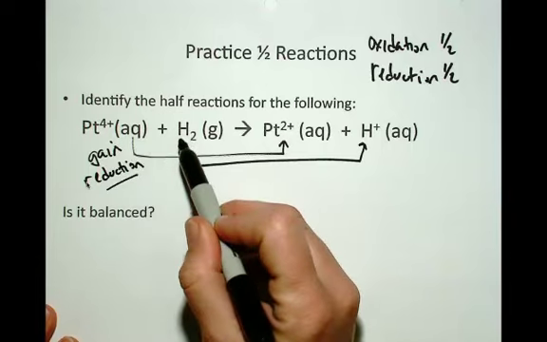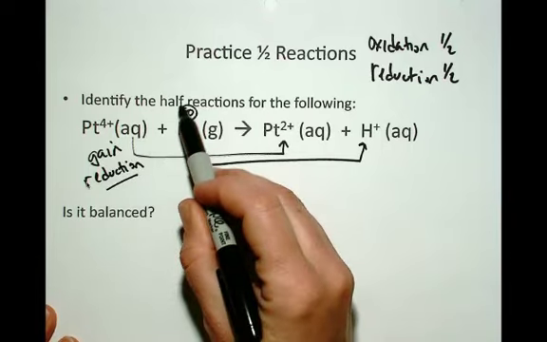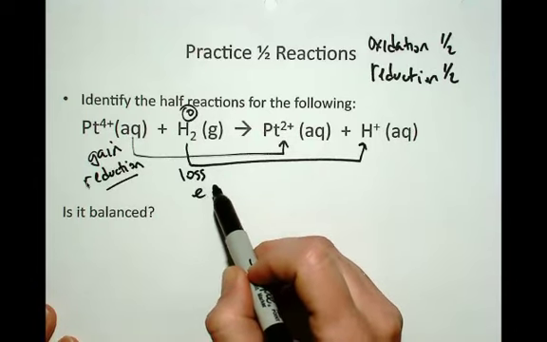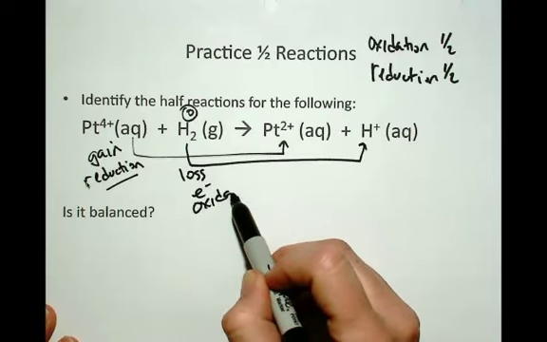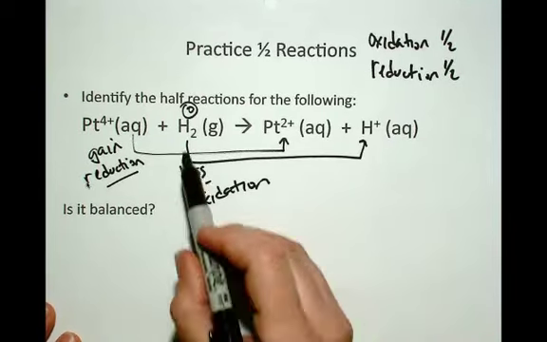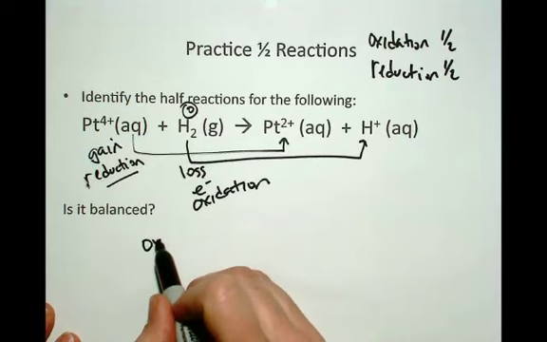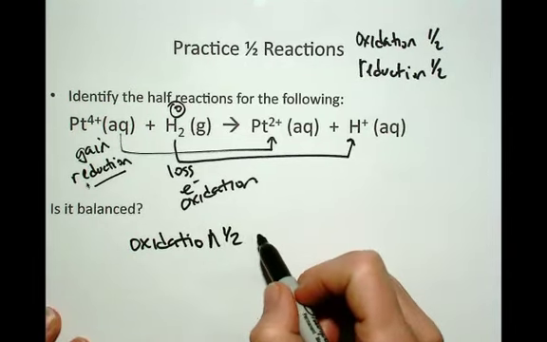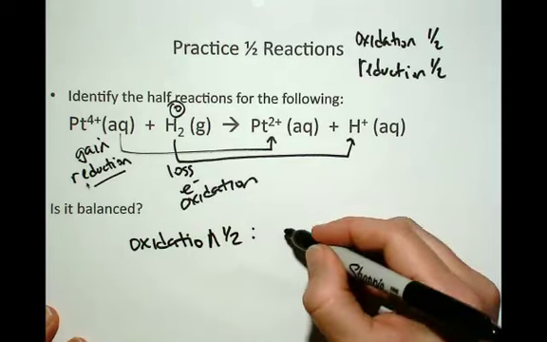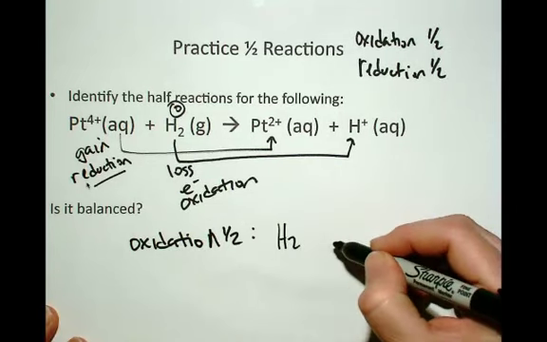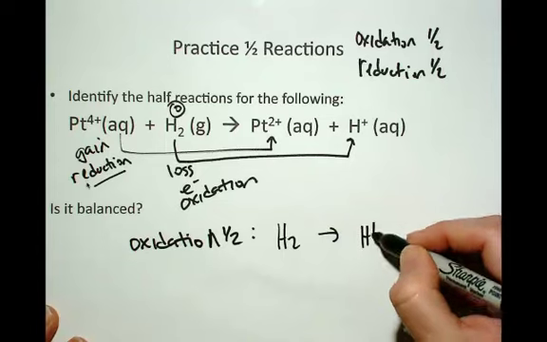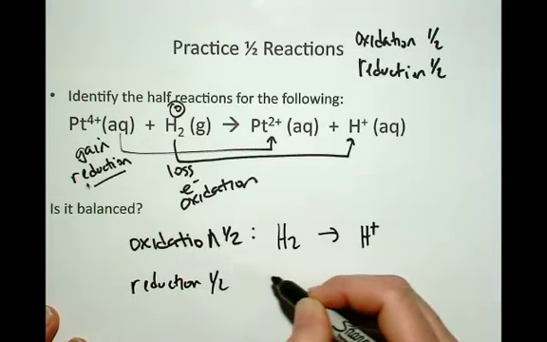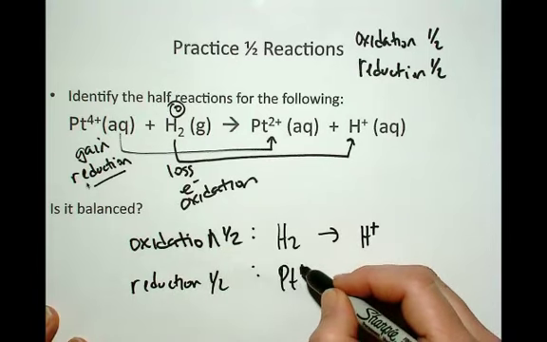And the hydrogen is going from a 0 oxidation state to a +1, so that must be a loss of electrons. Okay, so a loss of electrons indicates oxidation. All right, so if I want to write the two half reactions, the oxidation half reaction would be written like hydrogen goes to hydrogen ion, okay? And then the reduction half reaction would be written platinum 4+ goes to platinum 2+.